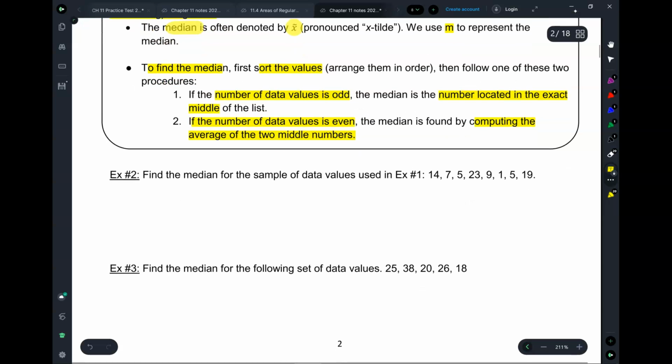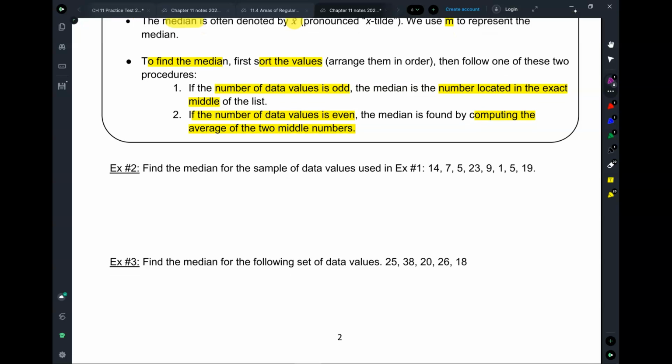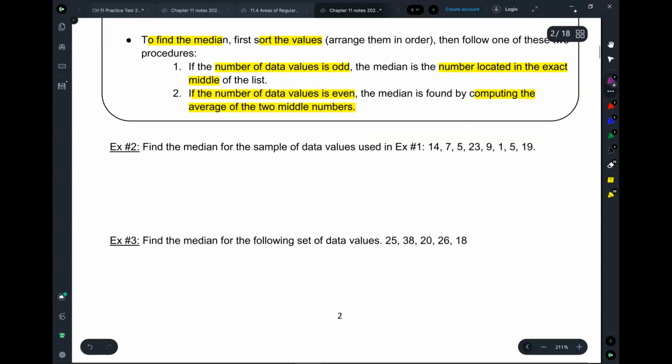Find the median of this sample. First thing you have to do is sort the data. So let's sort it from smallest to biggest. So we have a 1, 2 5s, a 7 and a 9. What's the next one? Always the hardest one in elementary school. And there is a 23.